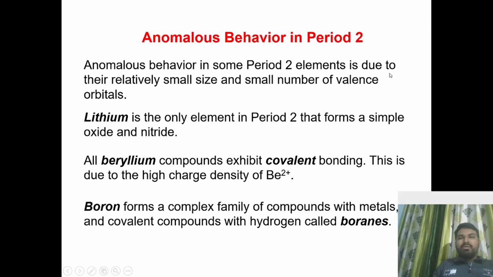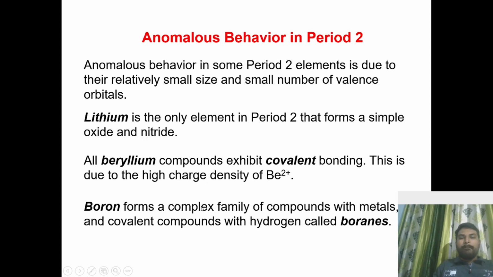Now anomalous behavior in period 2. Which compound shows anomalous behavior? Anomalous behavior in some period 2 elements is due to their relatively small size and small number of valence orbitals. Lithium is the only element in period 2 that forms a simple oxide and nitride. All beryllium compounds exhibit covalent bonding. This is due to the high charge density of Be2+.